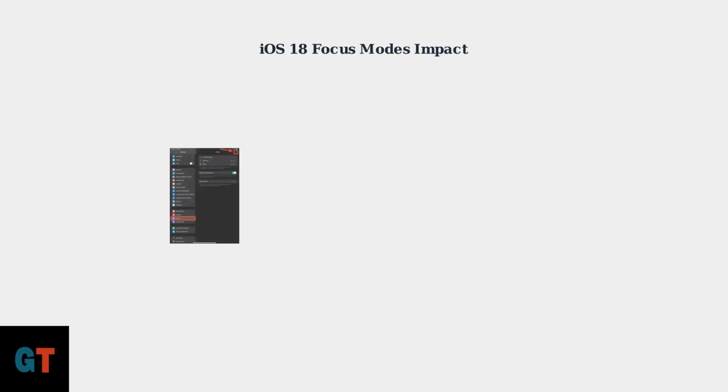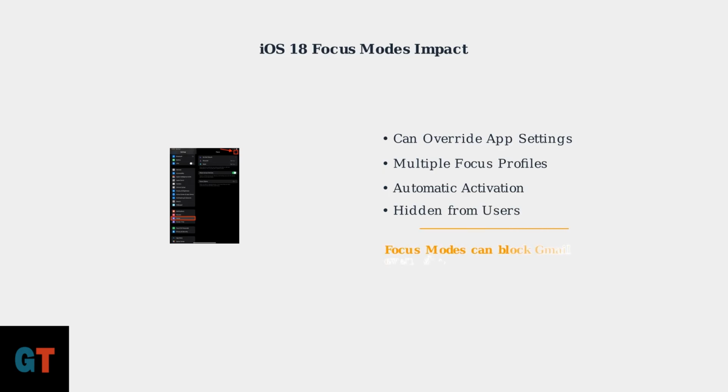iOS 18's focus modes can be particularly tricky. These modes are designed to reduce distractions, but they can inadvertently block important Gmail notifications. The Focus Settings screen shows how these modes can override your app-specific notification preferences.